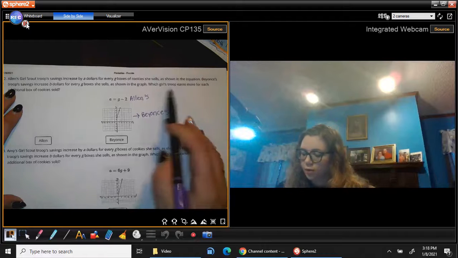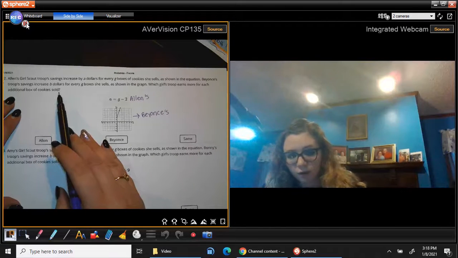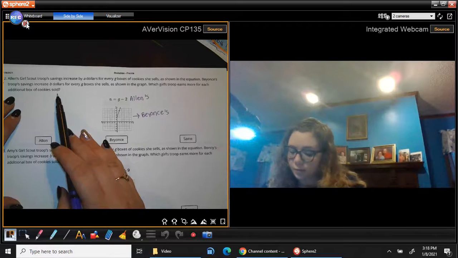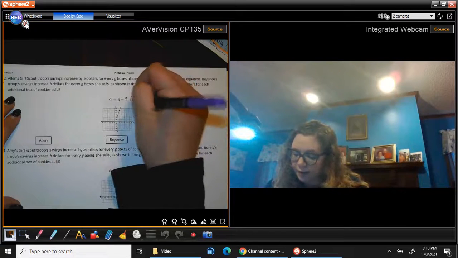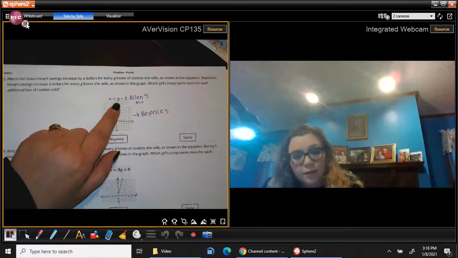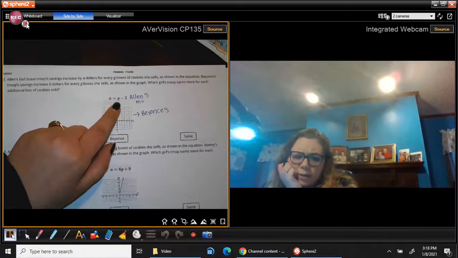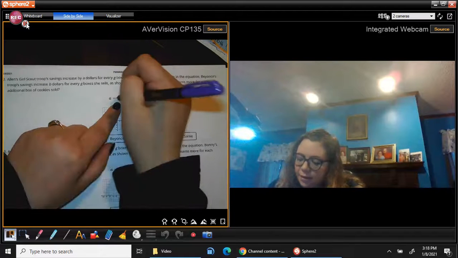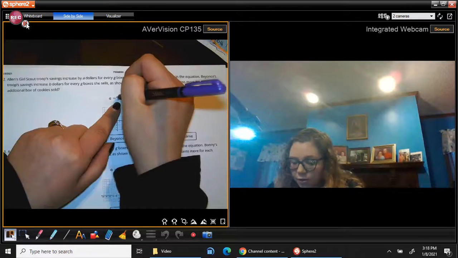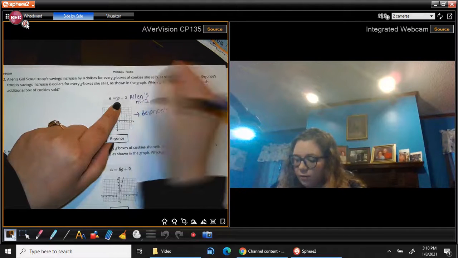Which girl's troop earns more for each additional box sold? Again, we're looking at the slope. So for Allen's, my slope is, there's not a number beside that G. So what would my slope be? Do I have one? Yes, okay. If you don't have a number, there's an understood 1 beside that G or X. So my slope is 1.